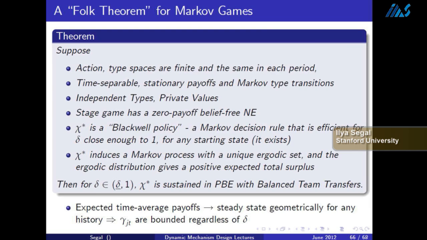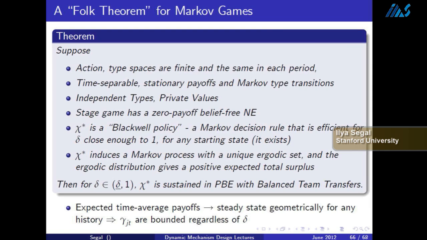So this is a kind of formal statement of the theorem. So we assume, as usual, the theorems, now we assume that the action spaces and the type spaces are all finite, and that they are the same in each period. So now we also assume stationarity. So everything is the same in each period. That the payoffs are time separable, stationary, and that you have Markov type transitions. So we assume Markovness here. That you have independent types, private values. We assume that the stage game has a 0 payoff belief-free Nash equilibrium, which we'll use as punishment.